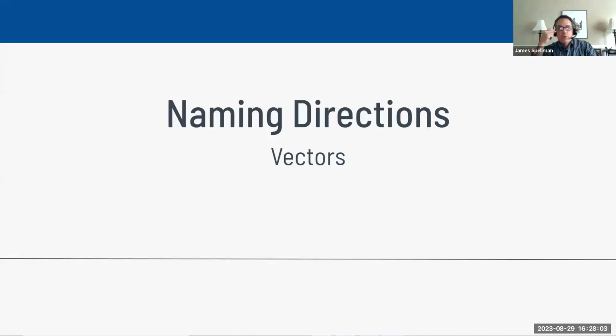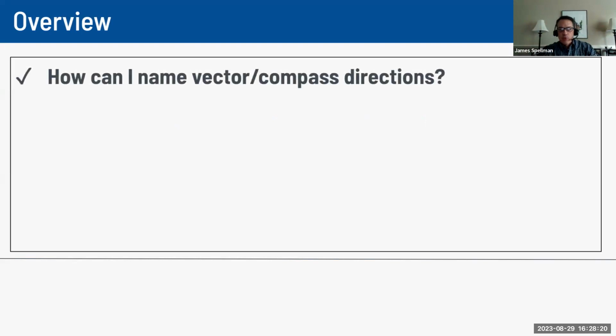All right, as we're getting into vectors, one of the things we need to be able to do is to name directions, because vectors do have a direction. And sometimes the direction's not quite as simple as up, down, east, west. It may be on the compass and it may be between a couple of directions that we normally use. So what we're going to look at real quickly today is how can we name vector and compass directions, just kind of using the typical north, south, east, west on the compass.